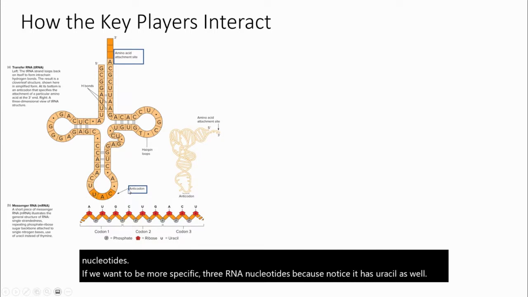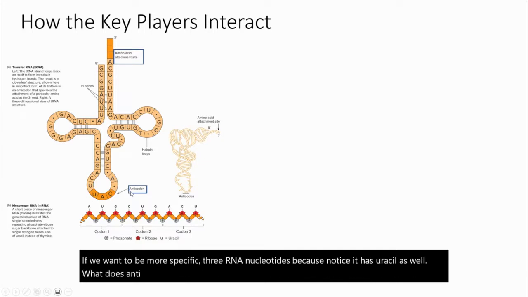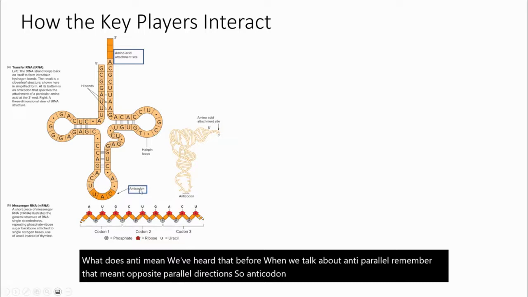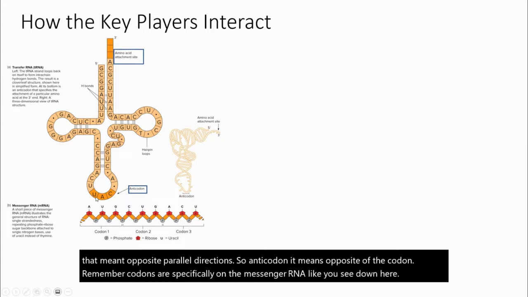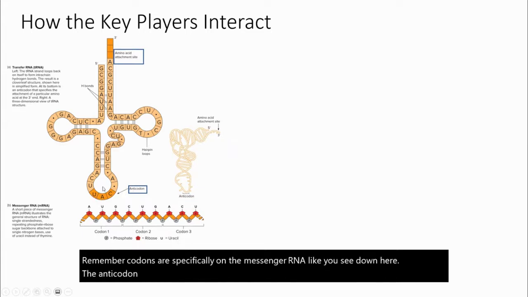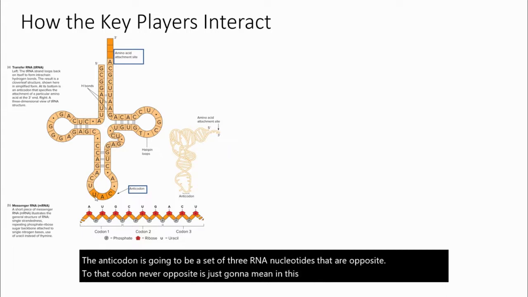So what does anti mean? Well, we've heard that before when we talk about anti-parallel. Remember, that meant opposite parallel directions. So anticodon means opposite of the codon. So remember, codons are specifically on the messenger RNA, like you see down here. The anticodon is going to be a set of 3 RNA nucleotides that are opposite to that codon. Remember, opposite is just going to mean, in this case, that they base pair together.